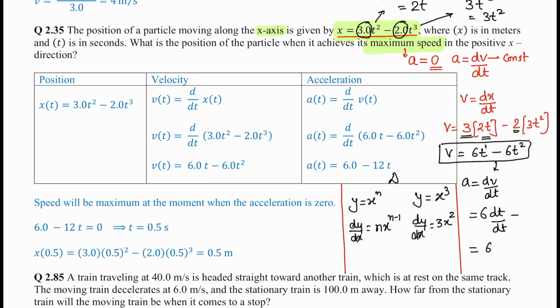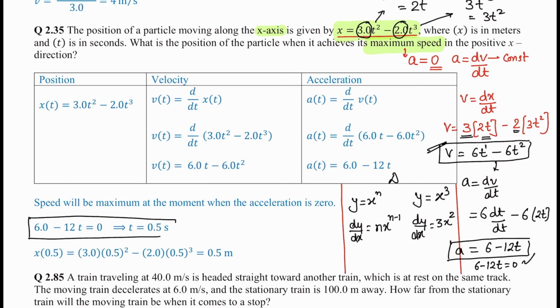minus, okay, 6t square gives you 2t. So can I say negative 12t? This is your acceleration, and we know acceleration should be equal to 0. So solve it here. 6 minus 12t equals 0. Okay, so from here you can solve. Your time is equal to 0.5 second, and you can solve the distance at this time.